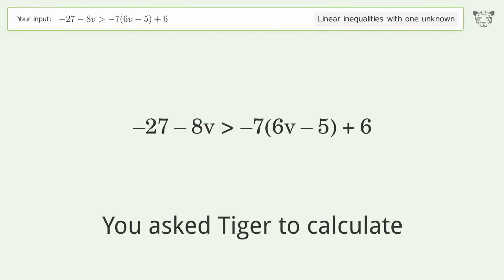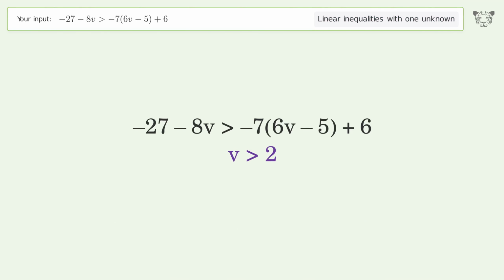You ask Tiger to calculate. This deals with linear inequalities with one unknown. The final result is v greater than 2. Let's solve it step by step.